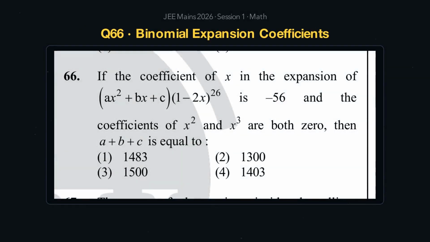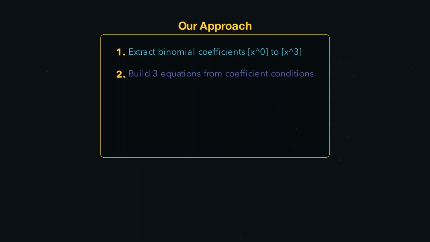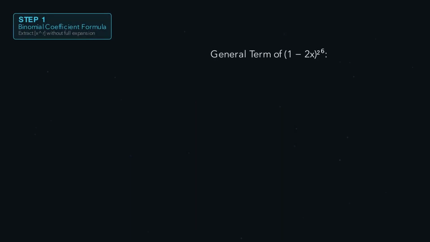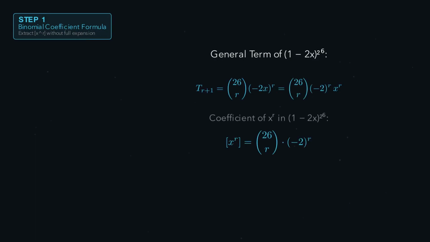3 unknowns, 3 hidden conditions, and 1 answer hiding in plain sight. Let's crack it. Here's our approach. First, we'll pull out exactly 4 coefficients from the binomial expansion of (1 minus 2x) raised to the 26th power. Then we'll set up 3 equations, one for each coefficient condition. The key move is eliminating variables cleanly. Finally, back substitution gives us all 3 unknowns, and we sum them up.